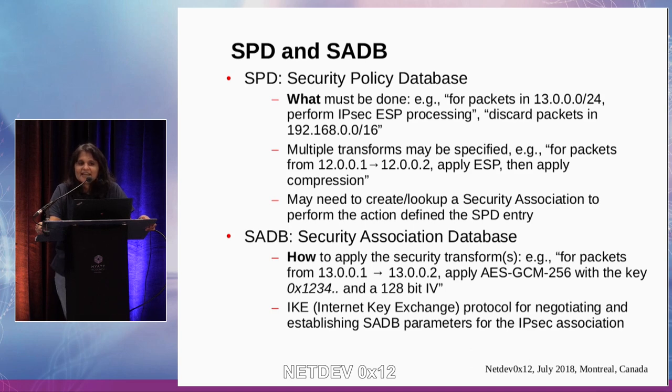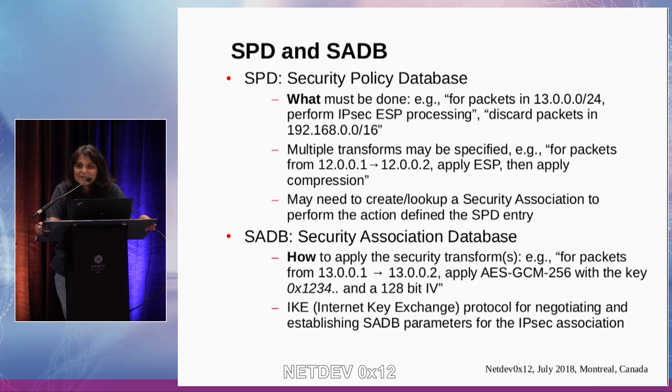Each thing that you're doing, like ESP, is an operation that transforms the packet. So the SPD might have multiple transforms. You may say, do ESP and then do compression. In Linux, these are called templates. And like I said, to actually carry out that policy, you have to go and find the association in the SADB. While your policy may cover a whole subnet, in my example the entire 13/24 subnet, in the SADB you need a host-to-host entry, like 13.1 to 13.2.